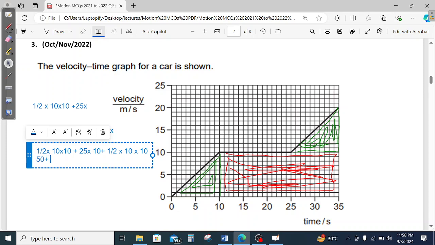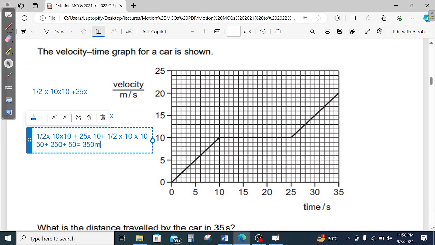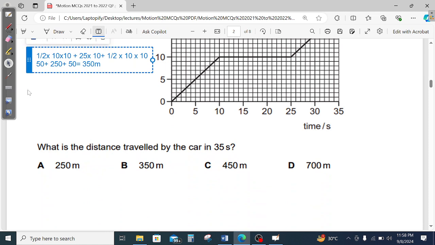plus multiply 25 with 10, you will get 250, plus solve this one, again you will get 50 here. Your option will be 350 meter. Look at the options. Yes, this is the option. Your answer will be D, because you have to find the distance of the car. Is it clear?